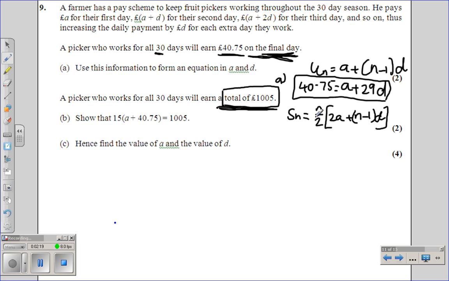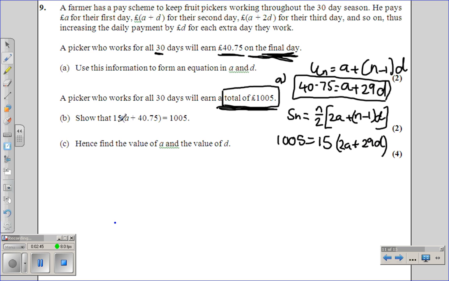So we know what the sum is. The sum is £1,005. So £1,005 equals n, we know is 30, so it's 30 divided by 2, so that's 15. 2a is 2 lots of the first term. We don't know what that is, so it's just 2a. Plus, we know what n is, it's 30, so it's 29d.